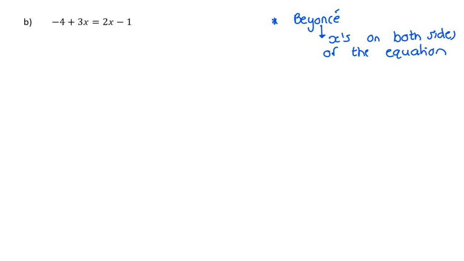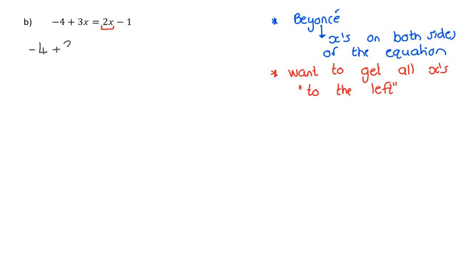The moment I see x's on both sides, I say I don't want x's on both sides, and so I click into Beyonce equation mode. And Beyonce equation mode means that I want to get all x's to the left. So immediately I can identify that that 2x needs to go away. So I'm just going to rewrite this question with enough space for me to work what I want to do into it. So I want to get rid of this 2x, and the only way to get rid of 2x is to subtract 2x on both sides.